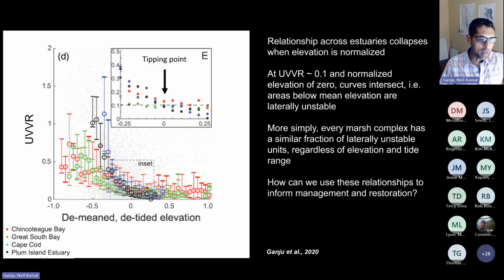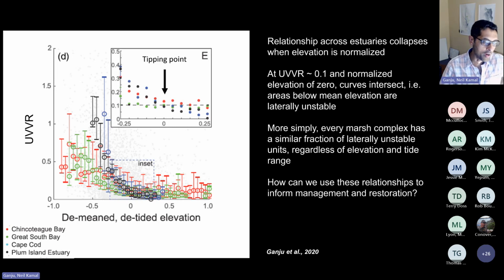What happened was each one of these dots that you see in the light gray in the back is a marsh unit. And what I did was I took the relative elevation. So you take the actual measured elevation to mean sea level, and then across each estuary, you subtract out the mean across that estuary, and then you divide by the tide range locally. So you get a demeaned, detided elevation.